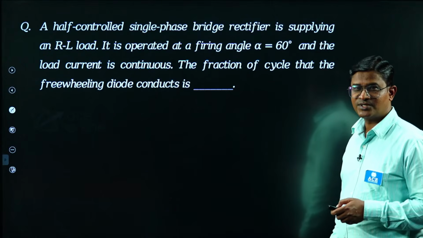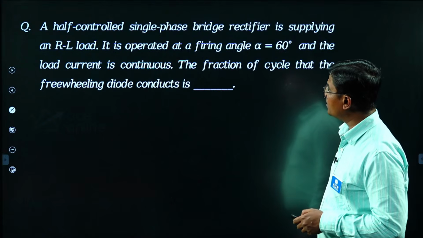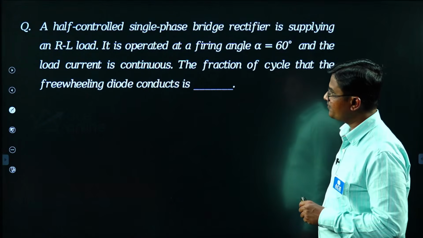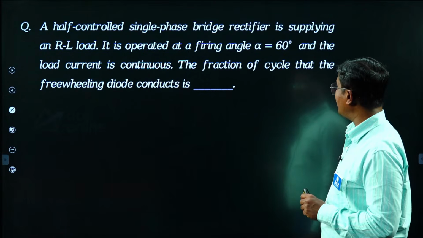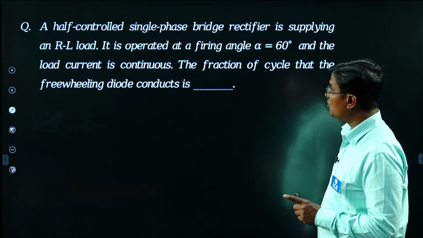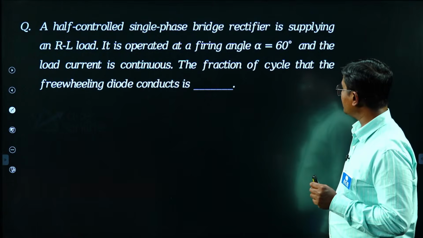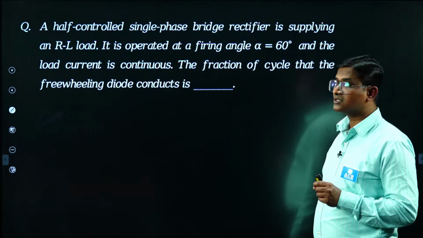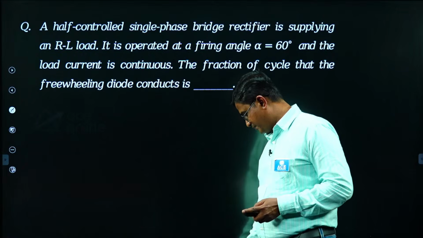Let us now discuss the questions from rectifiers. A half controlled single phase bridge rectifier is supplying an RL load. It is operated at a firing angle of 60 degree and the load current is continuous. Load current continuous means continuous conduction. The fraction of the cycle that the freewheeling diode conducts is, come on, what is the fraction of cycle the freewheeling diode will conduct? Can anyone answer?